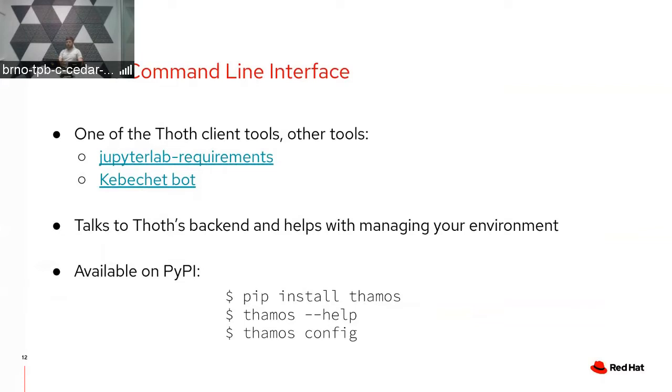As mentioned earlier, Thamos helps with contacting the Thoth backend. It collects all the information that is required for sending to the resolver to do the actual resolution. If you would like to use Thamos, you can do so by installing it. You can pip install it into your environment. So just run pip install thamos, and you can browse thamos help, and thamos config will help you with setting up your environment.